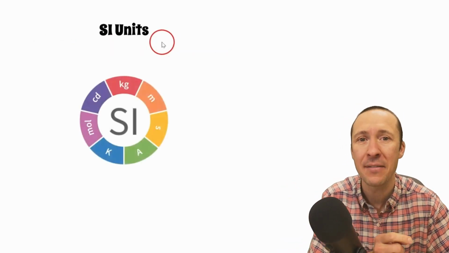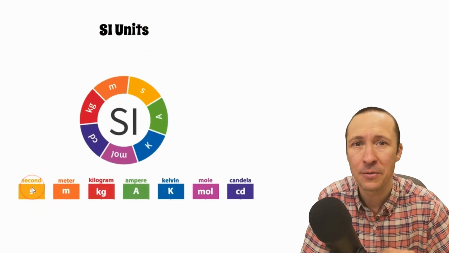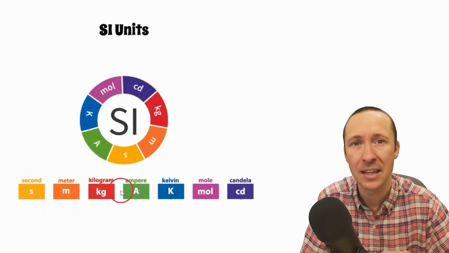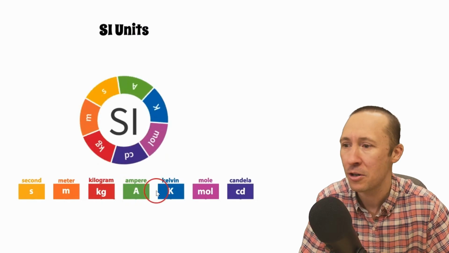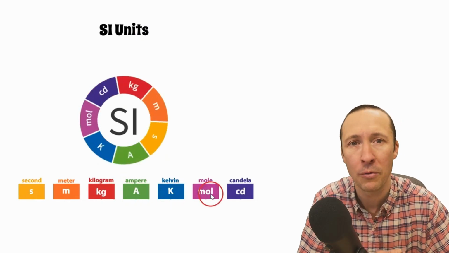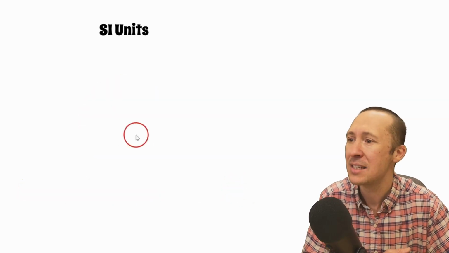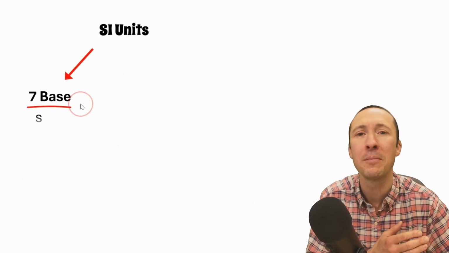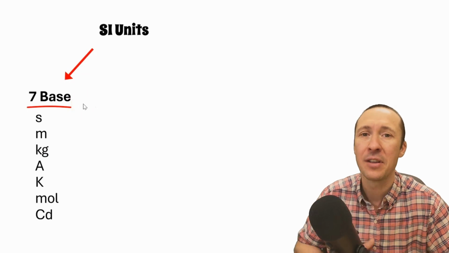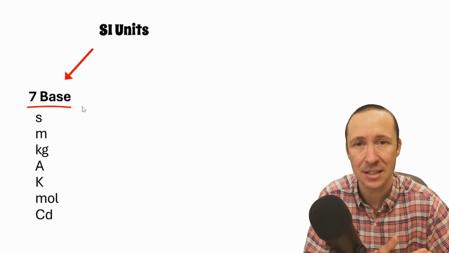Now there's 7 base SI units, and they are seconds for time, meters for length, kilograms for mass, amperes for current, Kelvin for temperature, mole for amount, and candela for luminous intensity. And those 7 base units kind of form the basis of dimensional consistency.